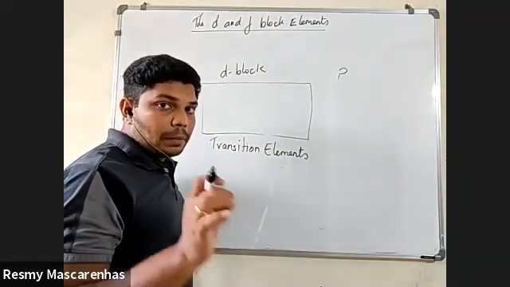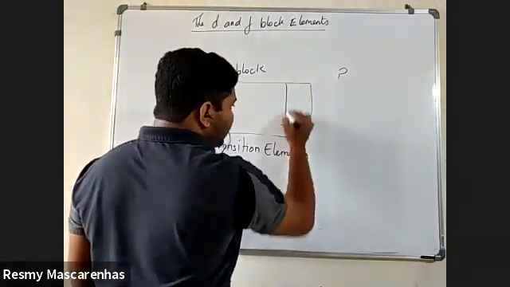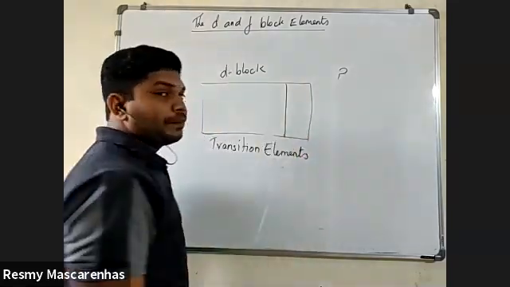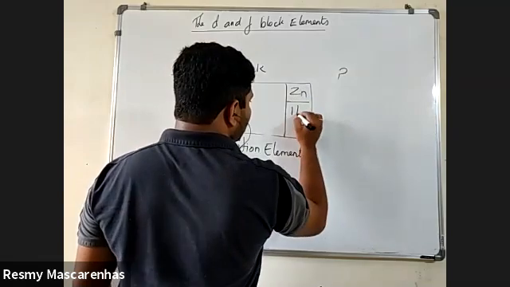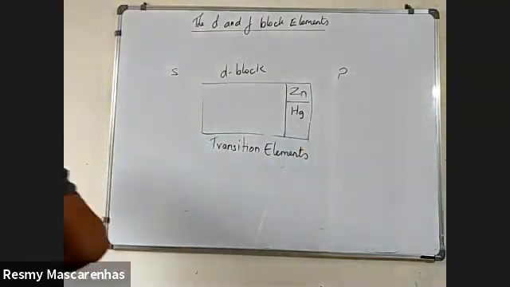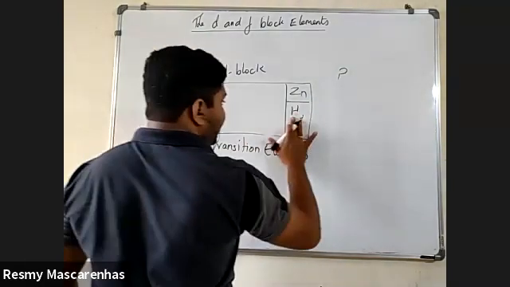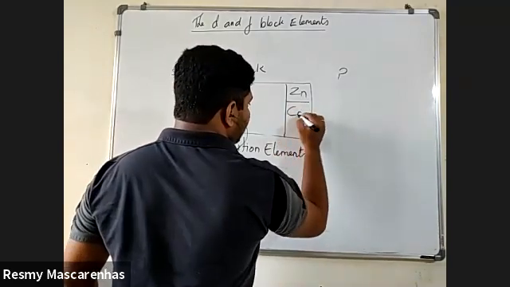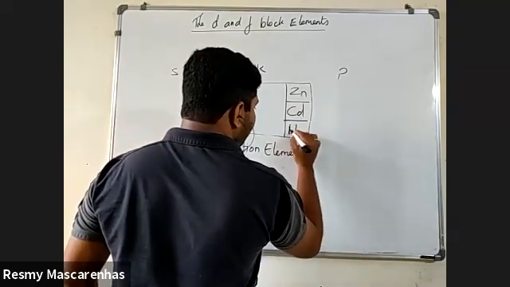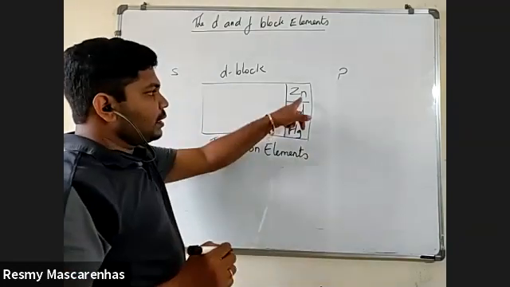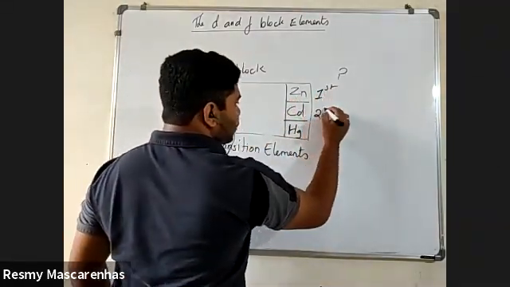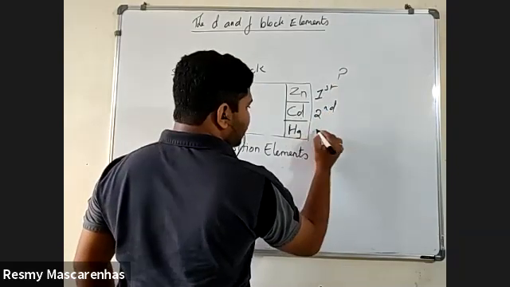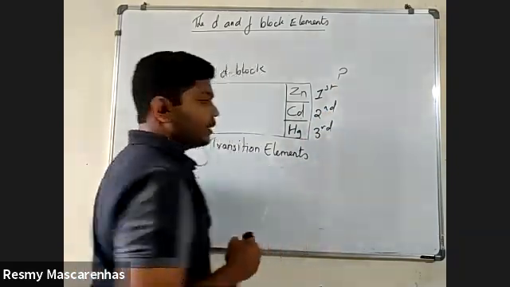But only 3 elements at the last. Which are the elements? Zinc, cadmium, and mercury. That means zinc is from the first transition series, cadmium is from the second transition series, and mercury is from the third transition series.